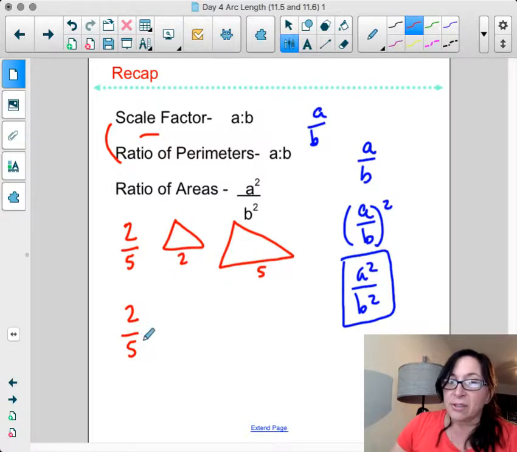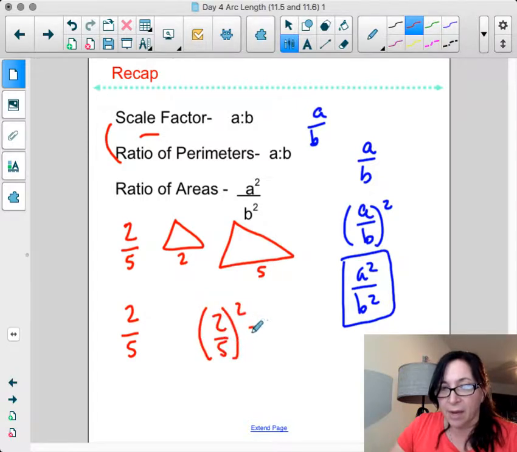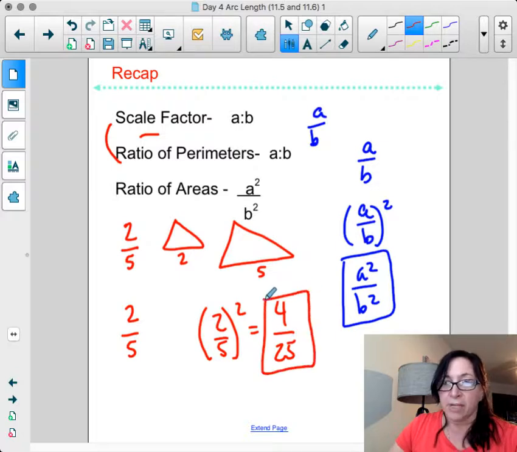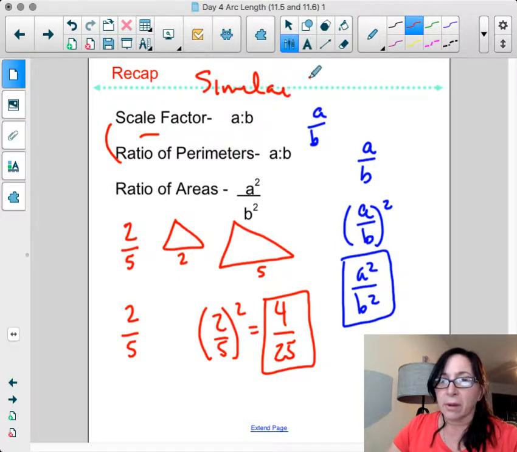But if I asked you what the ratio of their areas was, then I would take 2/5 and square that, and I would get 4 over 25. And so that would be the ratio of the areas. And remember, this only works with similar triangles.